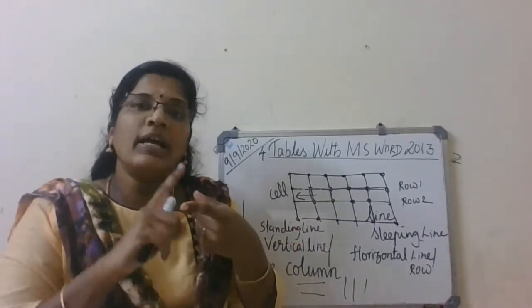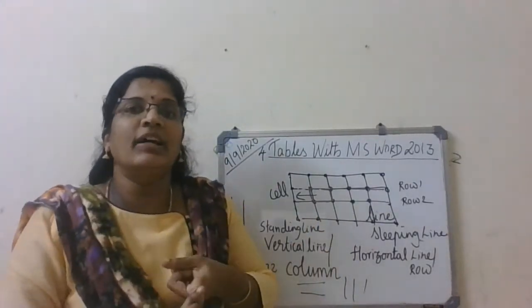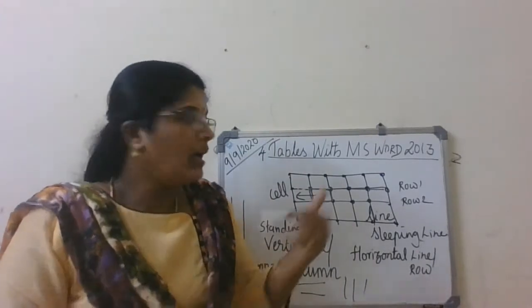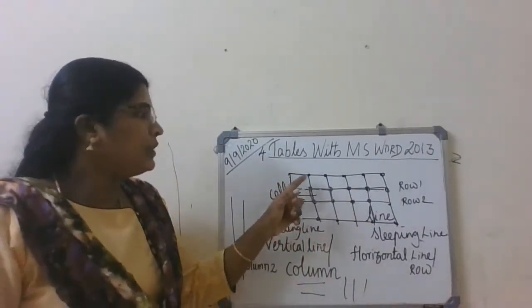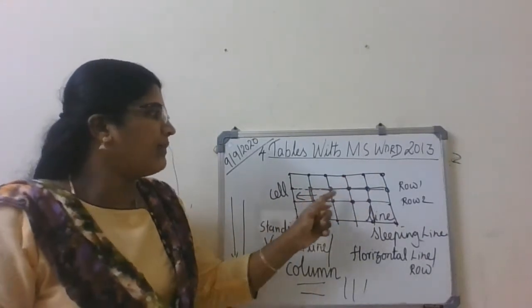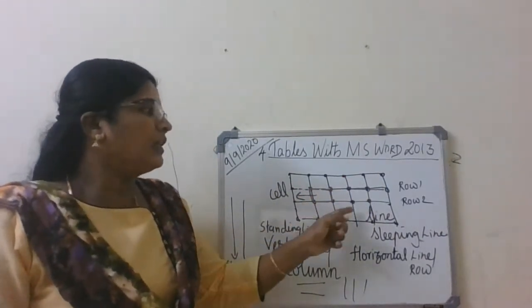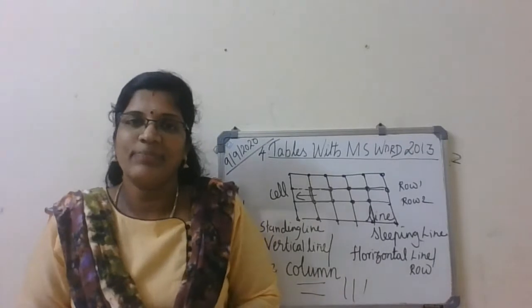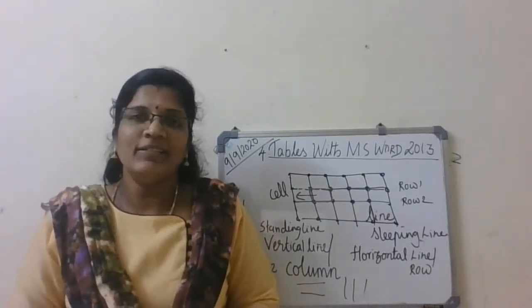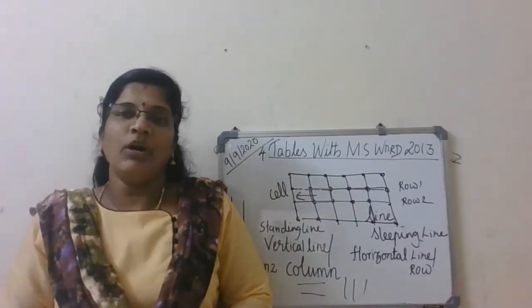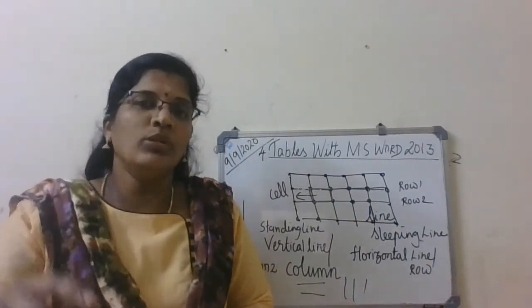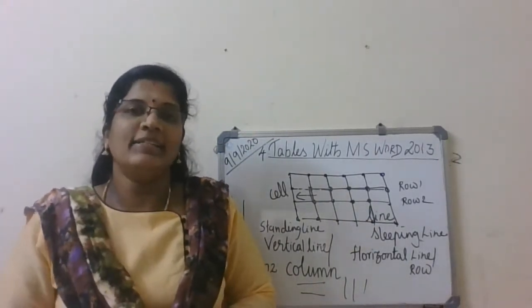When the rows and columns intersect each other, what is formed? A cell is formed. So it has many cells. 1, 2, 3, 4, 5, 6, 7, 8, 9, 10, 11, 12, 13, 14, 15 cells it has. Is it clear, students? So what is a table made up of? A table is made up of horizontal rows and vertical columns.